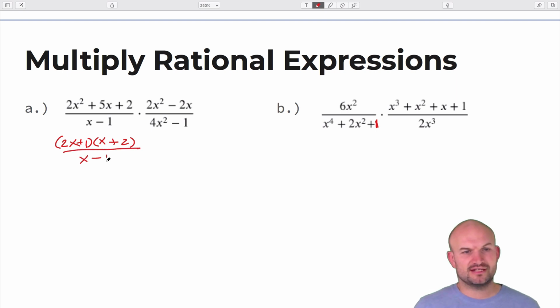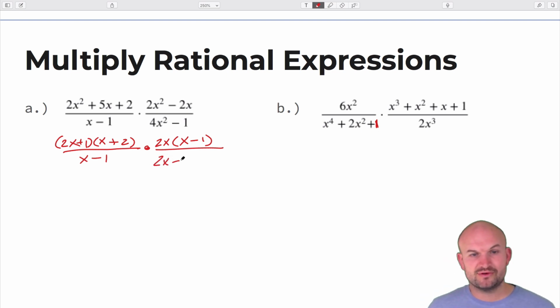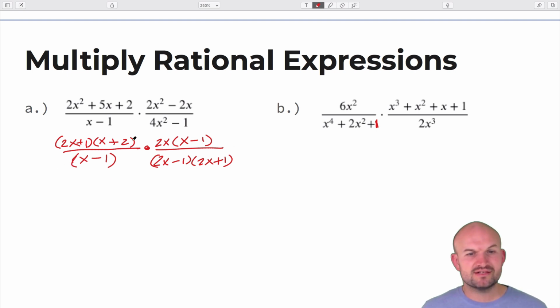Denominator is nothing to factor. That's nice and easy. Here I can factor out a 2x, leaving me with x minus 1. And here I can see this is a difference of 2 squares, but now I have a coefficient here, which is fine. So that's going to be a 2x minus 1 times a 2x plus 1. Sometimes it might be easier to put the quantities there. Okay, so now you can see the x minus 1's divide out, the 2x plus 1's divide out.